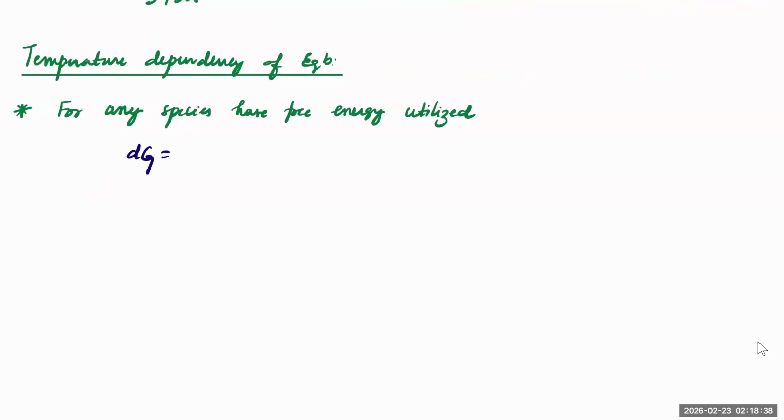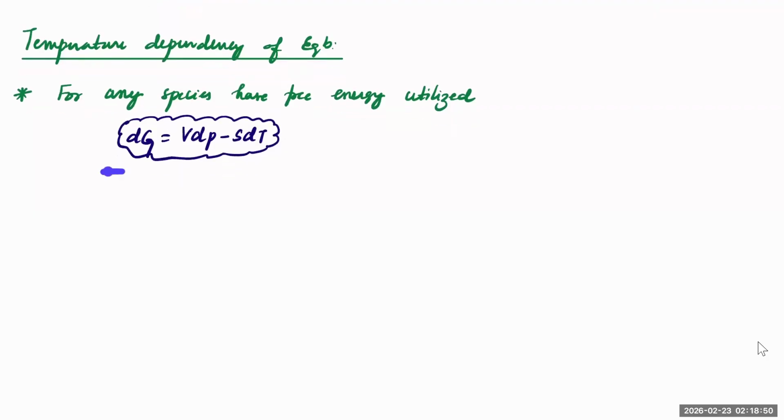We can always address that free energy in terms of VdP minus SdT. Okay. So as of now, don't worry about the derivation of this. Remember it straight away. This formula is to be applied for any species, any substance, if we know that its free energy is being used. Now it could be used in a chemical reaction.